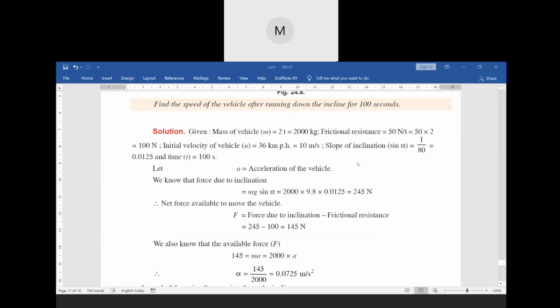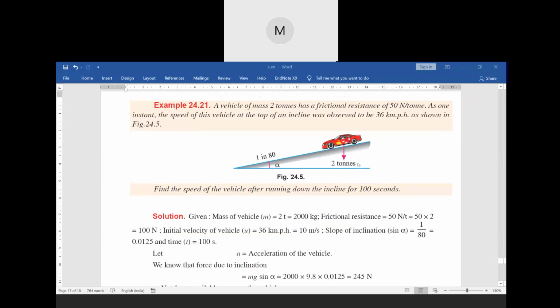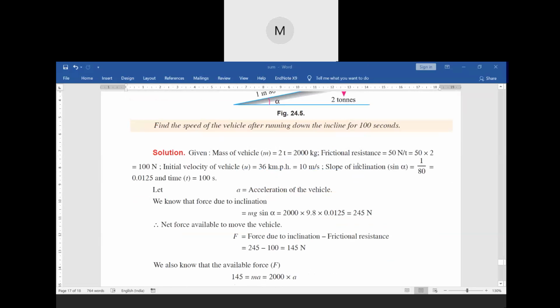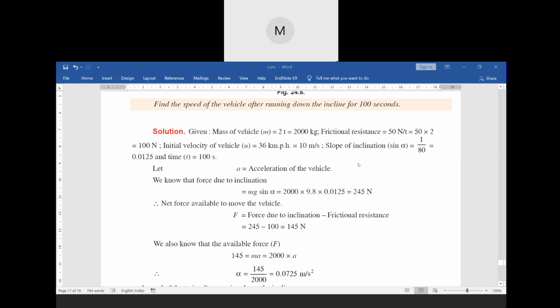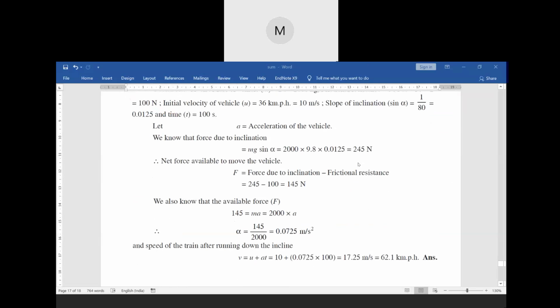So now after that, what will you do? You are done finding the net force. Now you know F equals ma, and you know the mass of the car. So if you know the mass of the car and the net force, then you can find the acceleration.